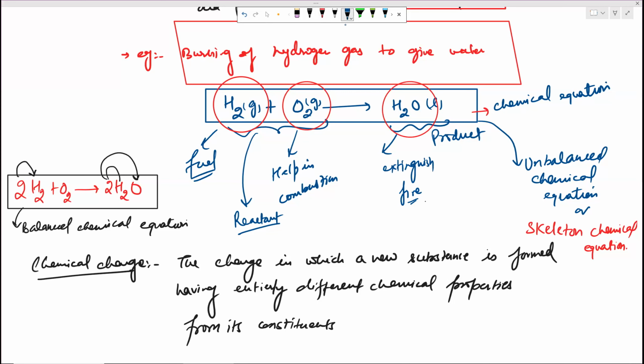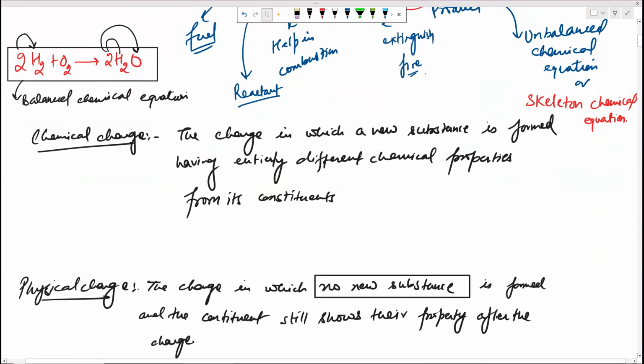Water is made up of hydrogen, which is a fuel, and oxygen, which helps in combustion. So water could be so combustible that even a spark could let the whole ocean catch fire. But does water burn? No. Even if you pour water over a fire, it extinguishes the fire. It does not have any property of oxygen and hydrogen. So simply say that the change in which a new substance is formed with entirely different chemical properties from its constituents is called a chemical change.